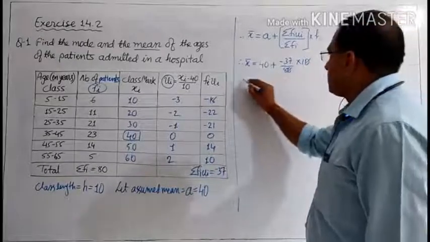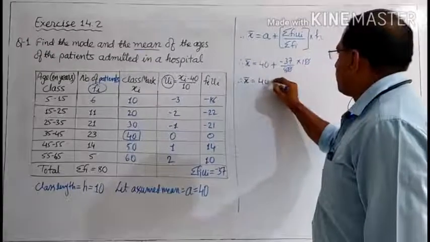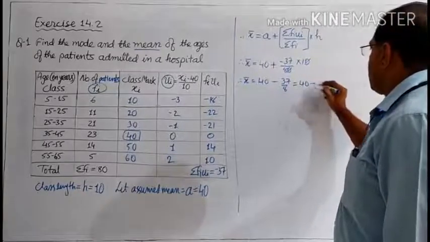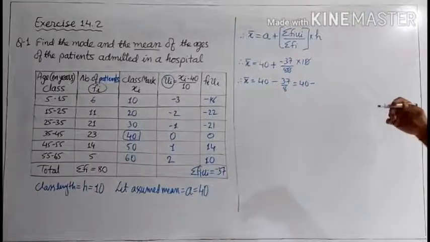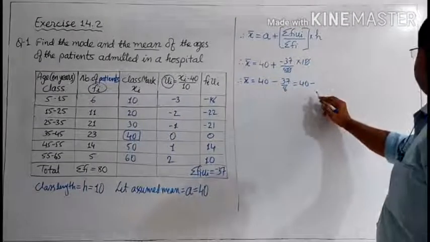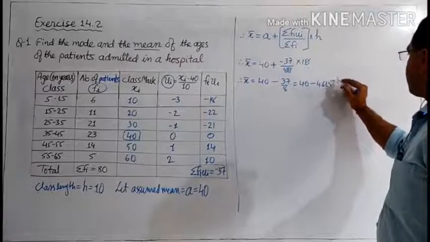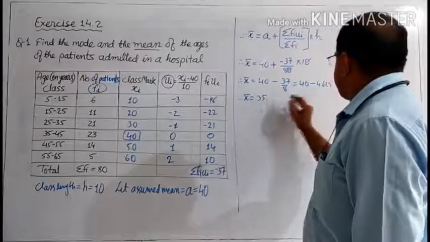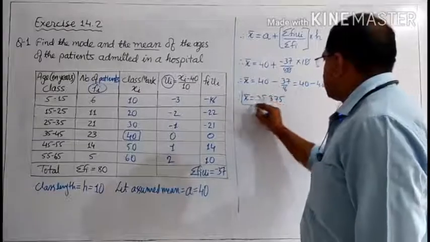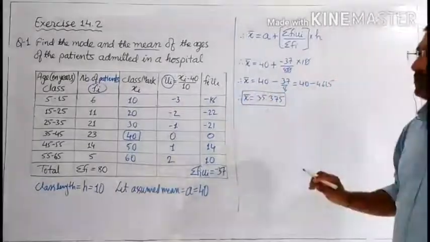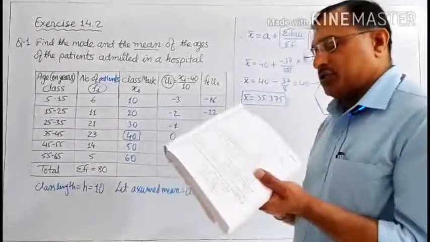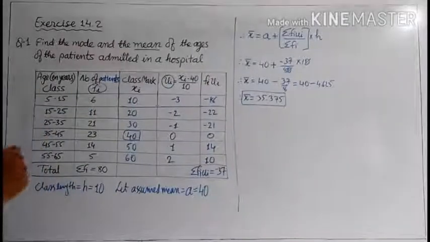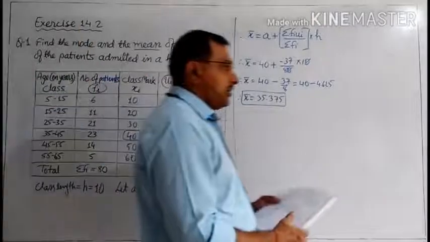Cancelling the zeros, we get x bar is equal to 40 minus 37 by 8. So that is 40 minus 37 by 8. We can convert it into decimal. 37 by 8 we get 4.625. And therefore, the mean is 35.375. So this is the average age of the patients admitted in the hospital during the year. Here we got the average, the mean.